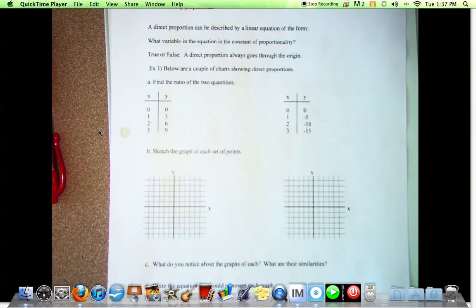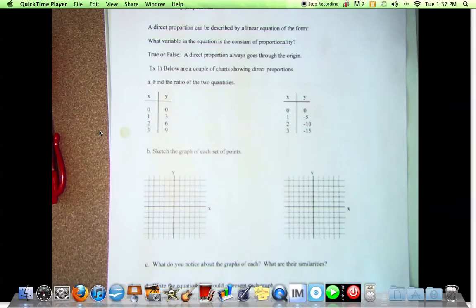A direct proportion can be described by a linear equation of the form y equals mx, where m is the constant of proportionality. The graph of a direct proportion always contains the origin, since y equals 0 whenever x equals 0.